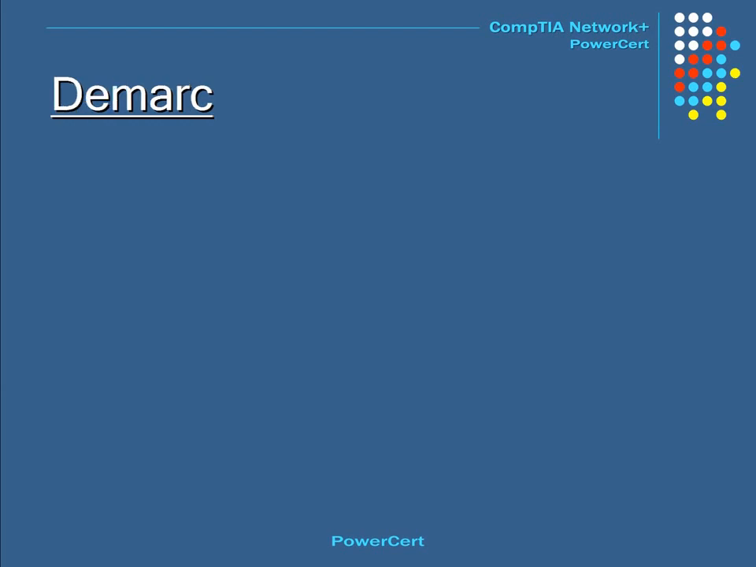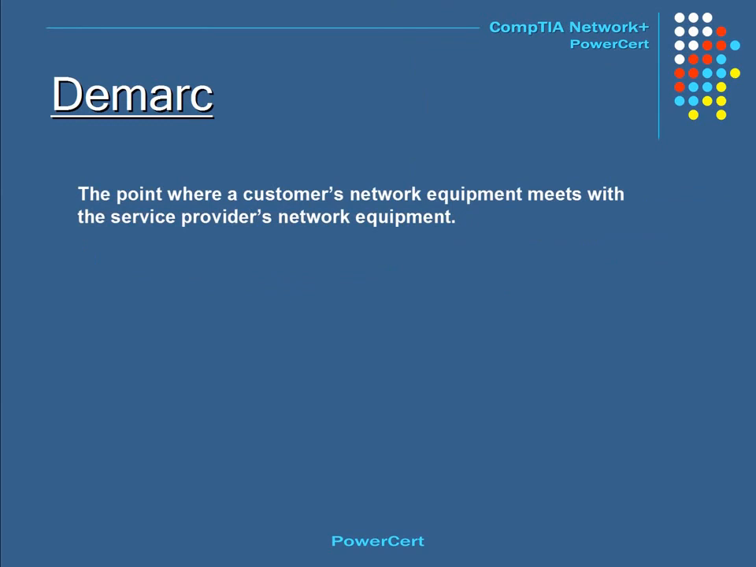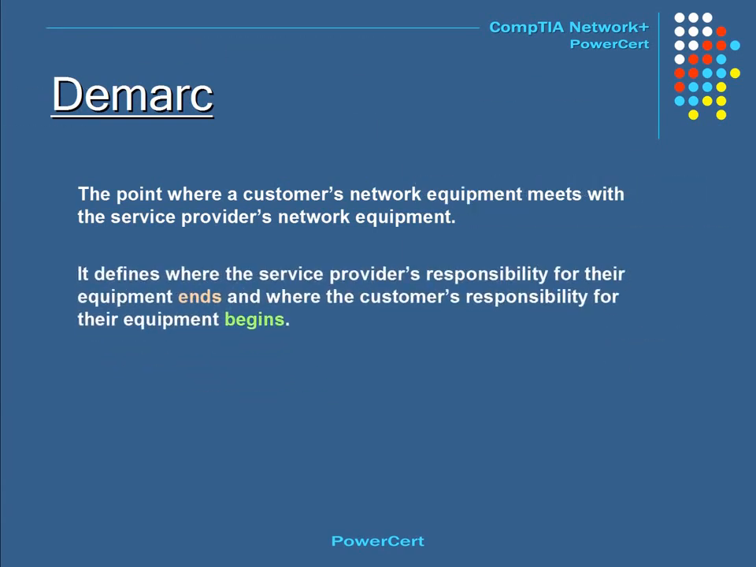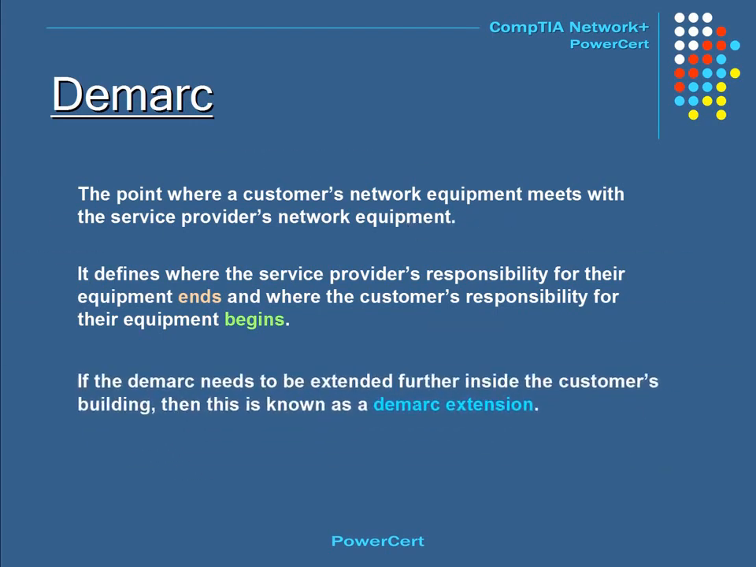The demarc or demarcation is the point where a customer's network equipment meets with the service provider's network equipment. It defines where the service provider's responsibility for their equipment ends and where the customer's responsibility for their equipment begins. And if the demarc needs to be extended further inside the customer's building, then this is known as a demarc extension.